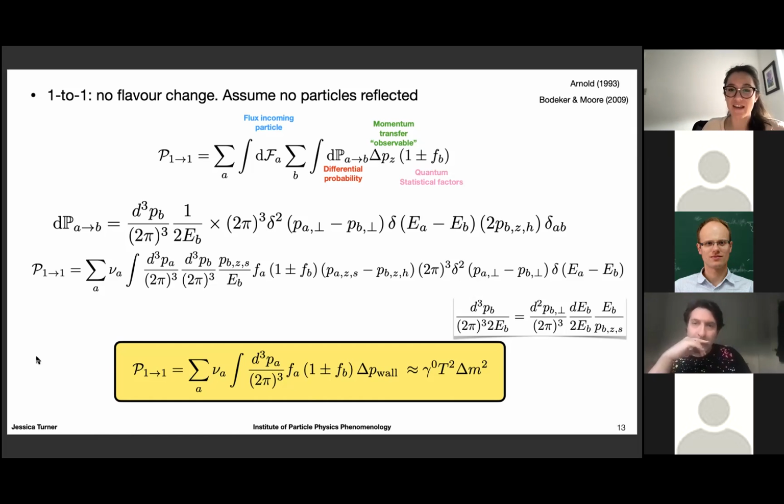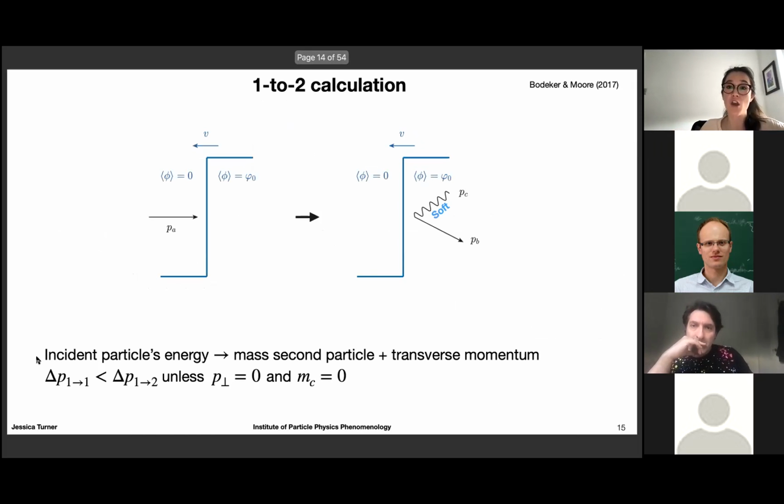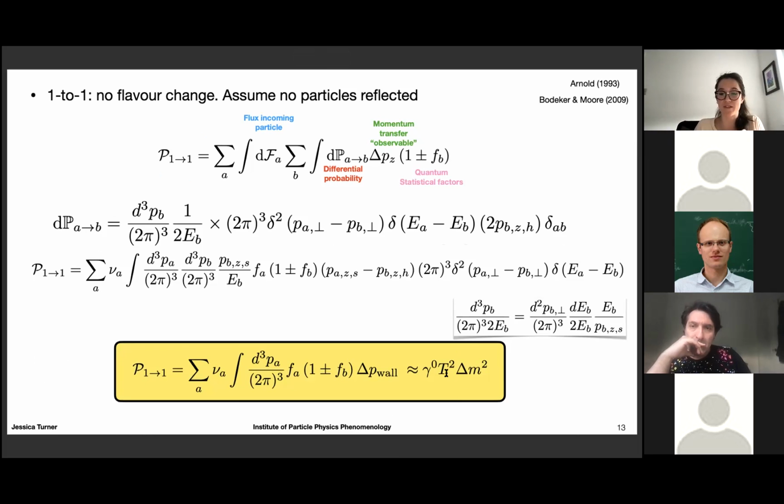Thanks for the question. Anyway, this is the basis of our leading order interaction, so that's pretty important to understand. As I said, Bodecker and Moore looked at that 1-to-1 back in 2009, and the implication of this gamma to the naught was quite profound because the vacuum pressure driving the expansion doesn't scale with the Lorentz factor. It's just a function of the structure of your effective Higgs potential. Since the friction doesn't scale with gamma naught, that meant the bubbles can accelerate to close to the speed of light and run away. Therefore, your gravitational wave signal would be very, very big. So that was the implication of this calculation.